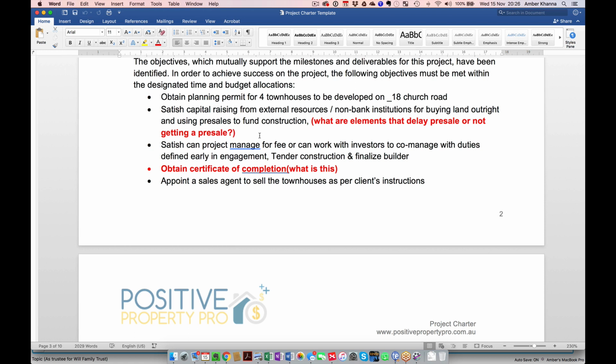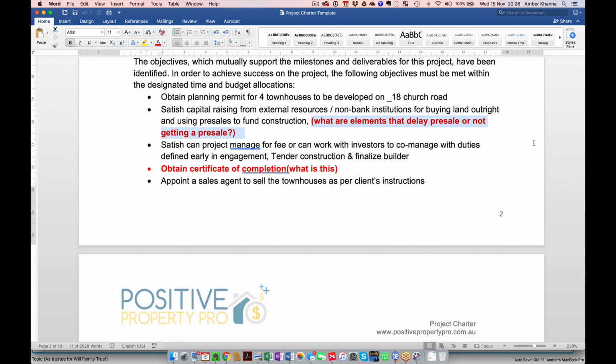This is all standard. What are the elements that delay pre-sale or not getting a pre-sale? Yeah, go on. So I'm under the assumption that funding for the construction will come through obtaining pre-sale. The question is, what scenarios will the pre-sale be difficult? And if I don't get a pre-sale, what is our plan B? What is your thought process around this? You just have to get pre-sale.